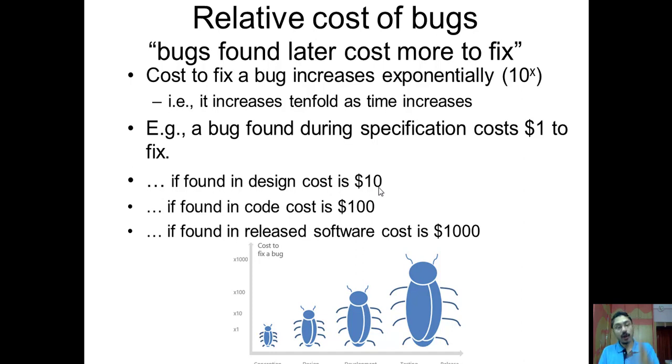Now what you have to do, you have to rectify your design, you have to fix that bug in the design, and accordingly you have to do the changes in the specification also. So that's why it will cost you more. If you got the bug in the coding phase, it will cost you $100. So it is like an exponential one. Okay, it will cost you more than the design phase.